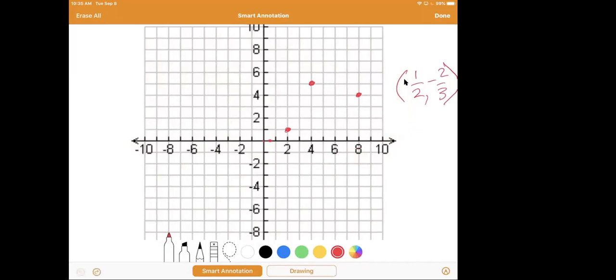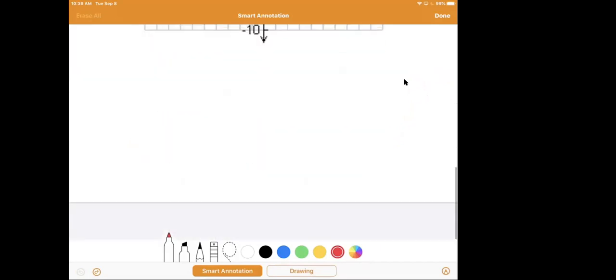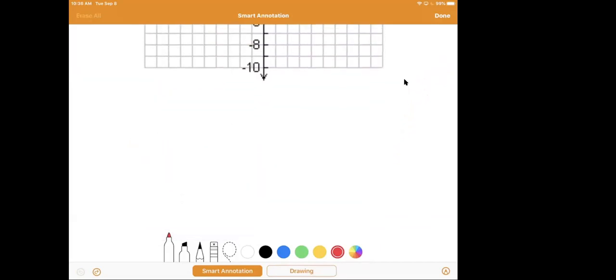All right, now get all this off of here. All right, the next one I want to look at is problem number 65 on page 338. And in number 65, we're just finding the slope of a line. Now the slope is how steep a line is.